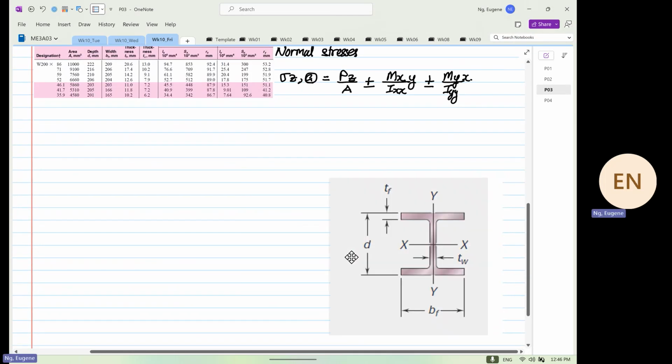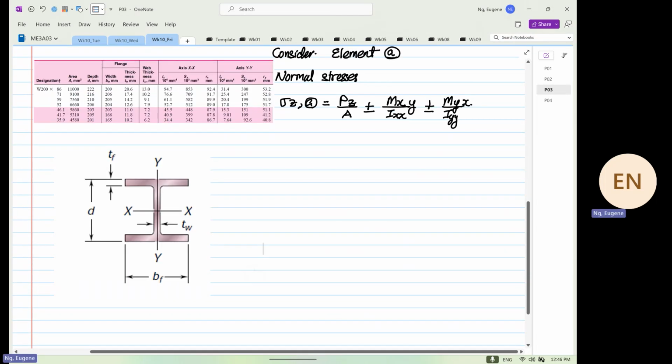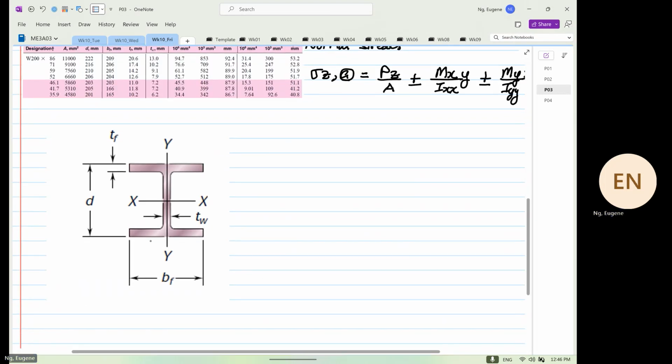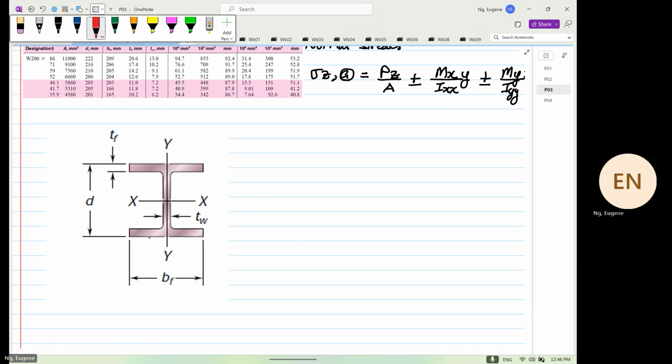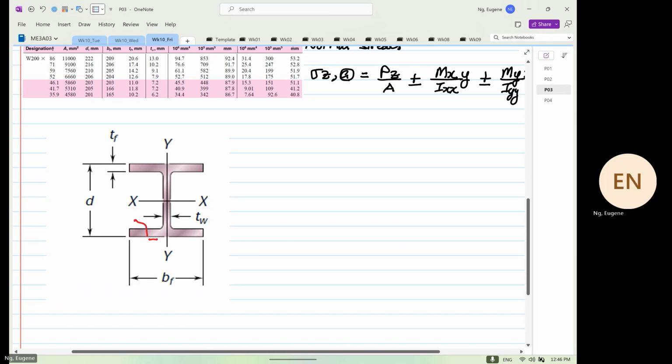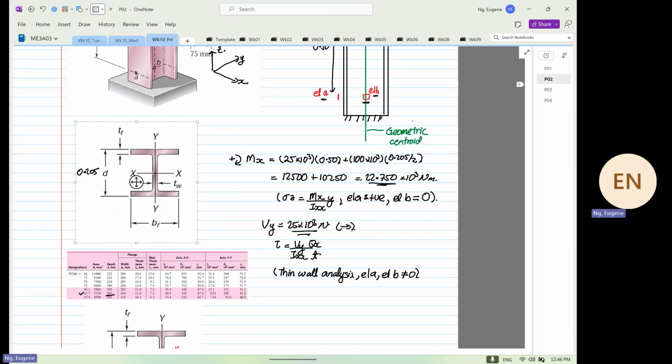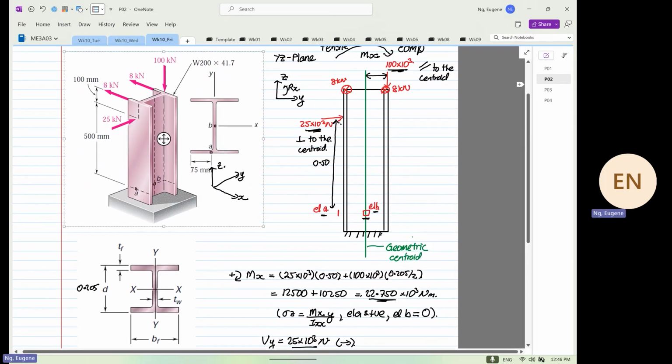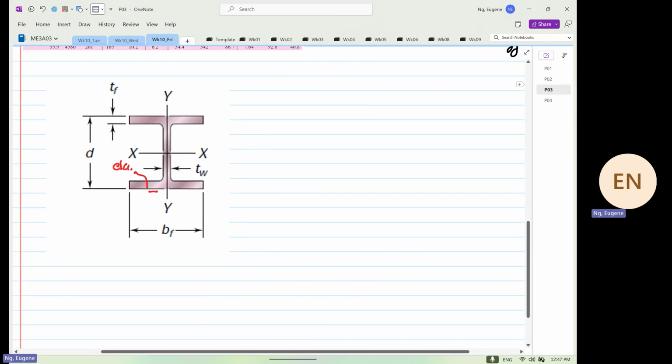What we are looking at is element A. So this is where element A is. The distance of element A from the edge is 75 millimeters.